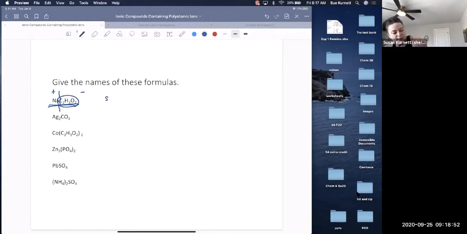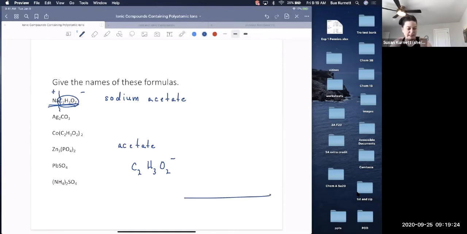This is sodium acetate. So acetate is one you're going to have to memorize. A student once showed me this, and I thought it was very clever. Acetate is C2H3O2 -1. And sodium acetate, the word, looks a little bit like nacho.